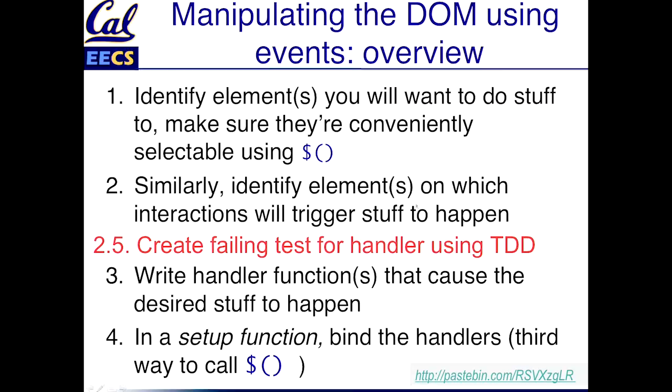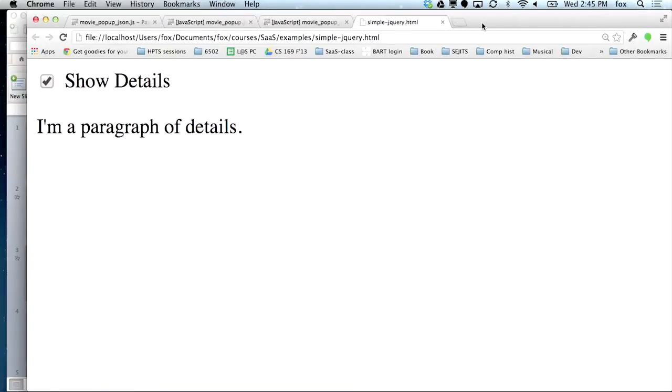So let's do a simple example here. Here, truly, is the simplest JavaScript example I could think of. All it does is have a checkbox with show details. And yeah, I know, super, super impressive. But it's a good start.